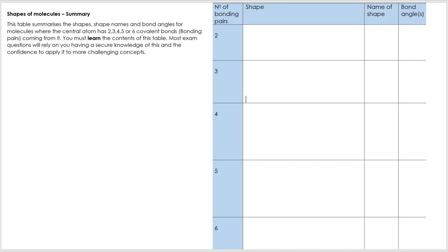And this is what I was talking about with factual recall. You need to be able to fill in this table from memory. So have a go at it now and see how you do.